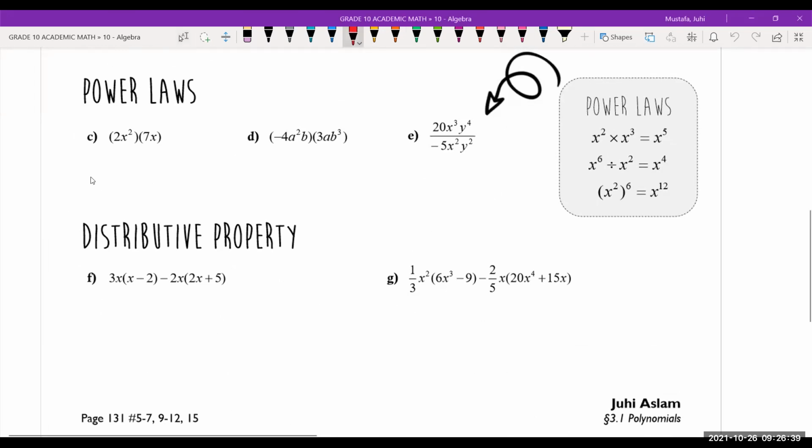Yep, so I'm going to multiply the coefficients first. 2 times 7 is 14. And then I have an x squared times an x. All you're going to do is you're going to add the exponents together to get x to the power of 3. How about question D? What'd you get for question D? Safir?